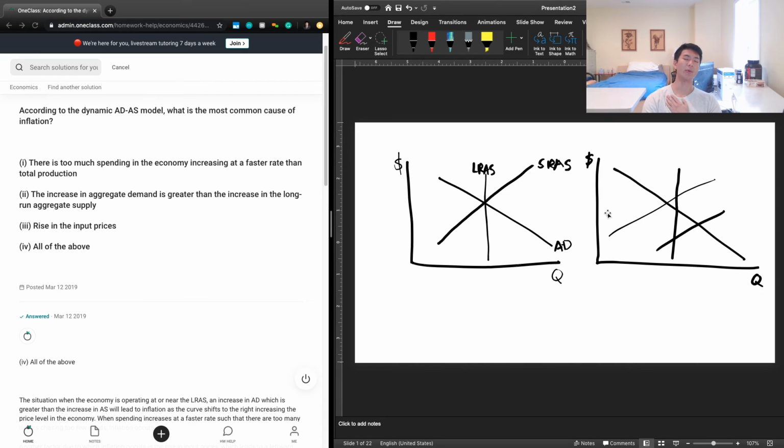And so what we have on the right is a dynamic aggregate demand, aggregate supply model that we drew earlier. And basically saying what causes inflation. And in terms of this model, inflation is referred to at any point in time where a change causes prices to increase, right? And so looking at the answer choices, A says there's too much spending in the economy, increasing at a faster rate than total production. Well, that implies what we would think of as an expansionary gap, right? If we want to redraw one of these.